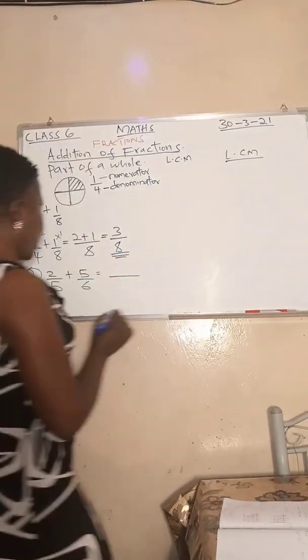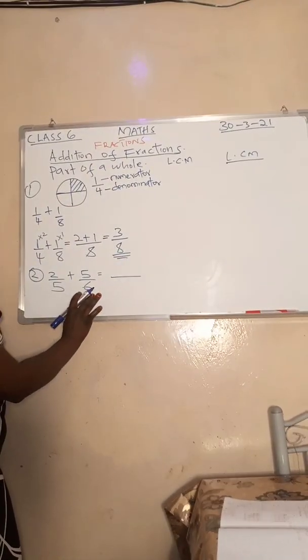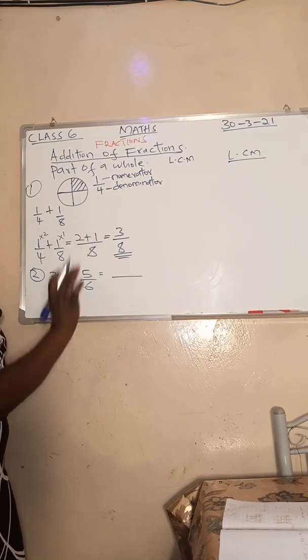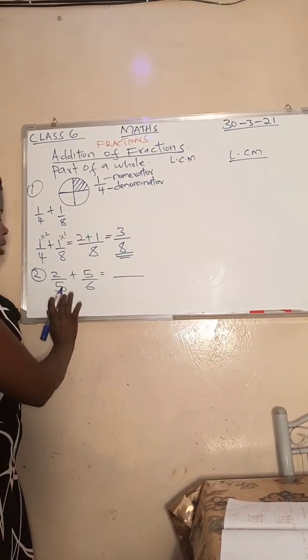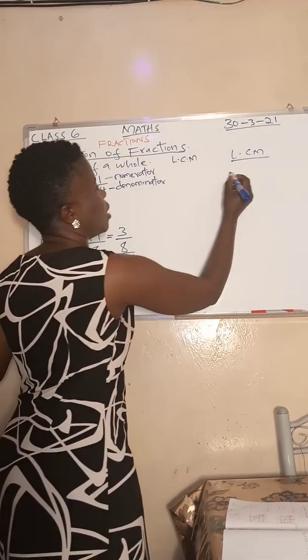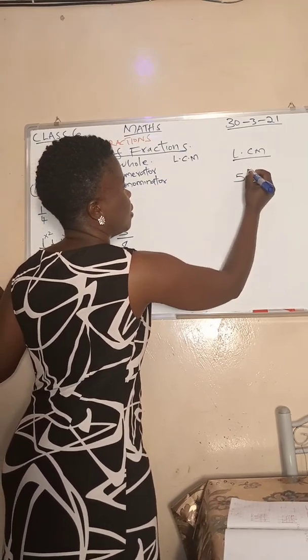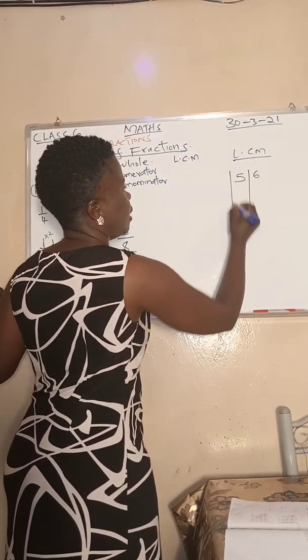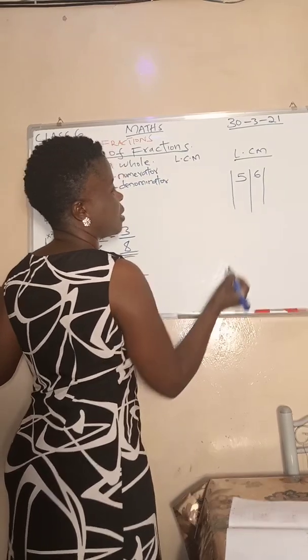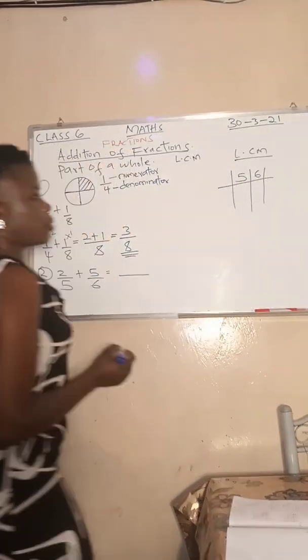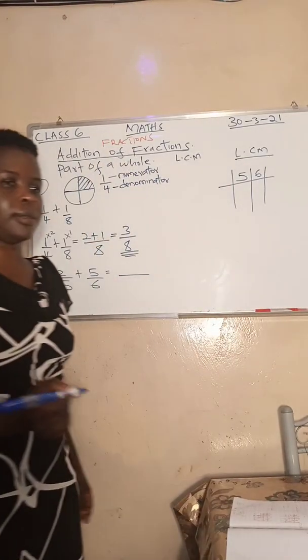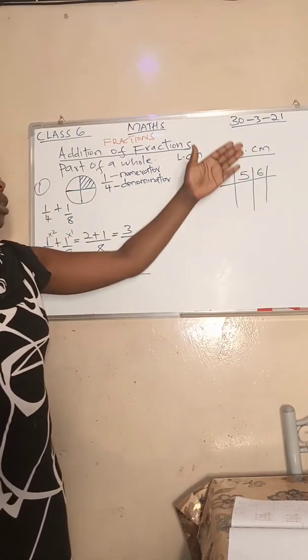So I will take my number 5 and 6, the denominators. We look for the LCM for the denominators only. So I take my 5 and my 6. I'll put my 5 there and a line, a 6, a line also there. I can put just like that. Then I have that one. So I'm ready now to look for the LCM, the least common multiple.